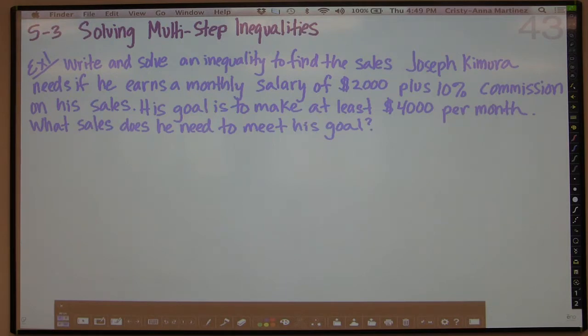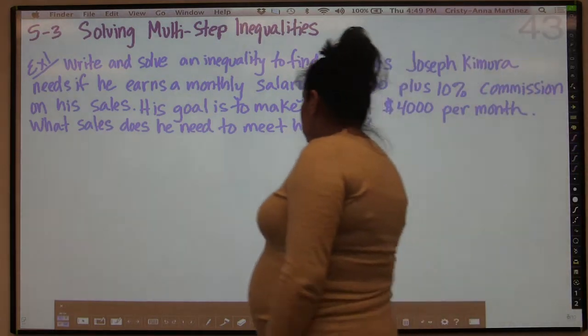Woohoo! So not a lot different in these inequalities other than the fact that you're combining more than one step at a time. In the previous lessons we learned how to solve inequalities with addition, subtraction, multiplication, division, but only one step at a time. And so in this case we're just going to have more than that, so it's okay. Example 1, let's get started.